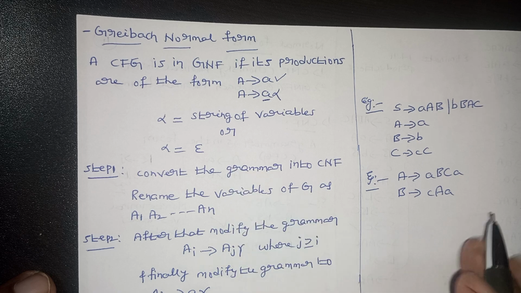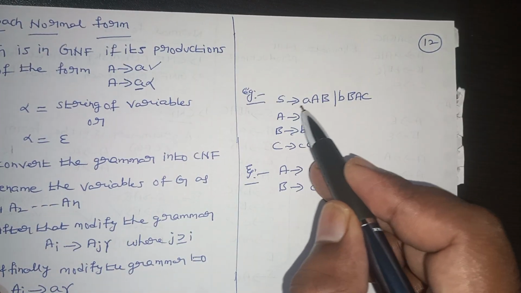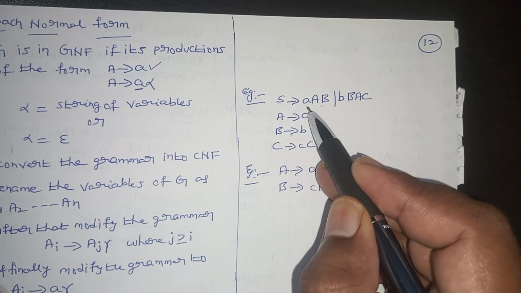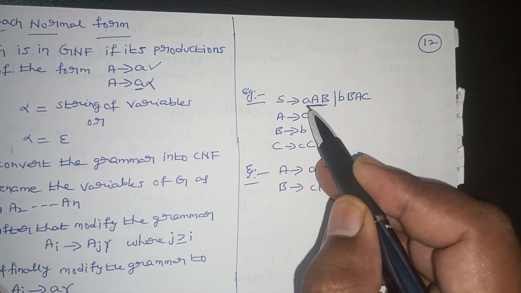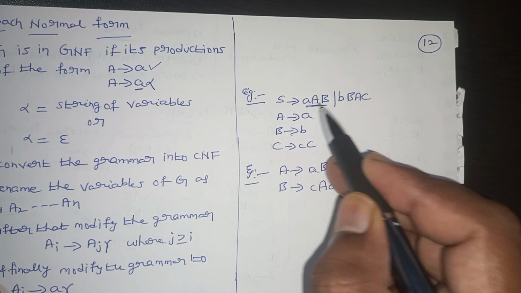For example, now you see here: S tends to small a capital B. You take this rule. What is small a? It is a terminal followed by the set of variables, here B.